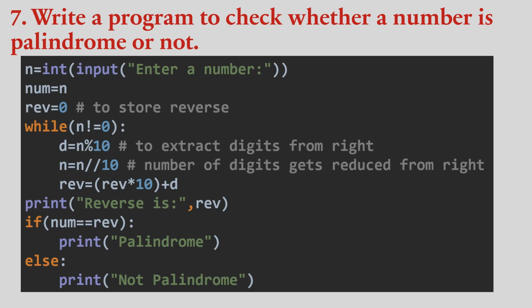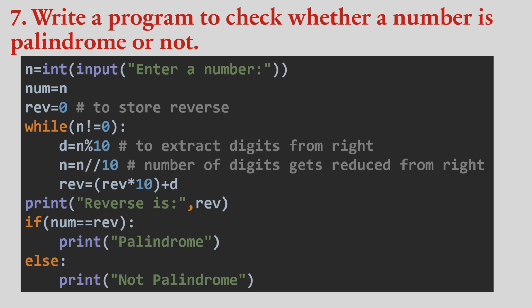Now the next program is to check whether a number is a palindrome or not. So first of all, we have to take the number. As you know, a palindromic number is a number which is the same when you reverse it. For example, 141. If you just read it from right to left, it will also give you the same thing, 141. So those kinds of numbers are palindromic numbers.